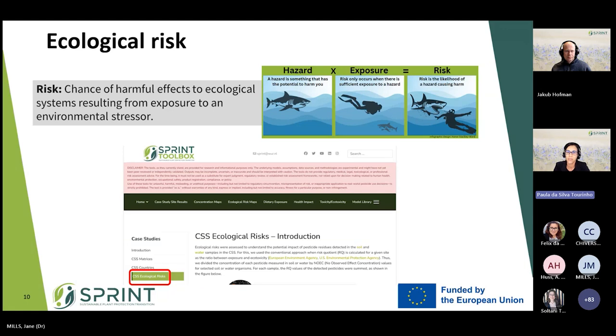So we can think about the pesticides in the same way. The pesticides would be the hazard because they can potentially harm the organisms in the environment. And the risk of the pesticides will depend on their exposure. So if you go to our toolbox, you can see the ecological risk of the case study sites in the left menu, and that will lead you to the introduction page. And there you can see the brief explanation of how the ecological risk was assessed. Next one, please.